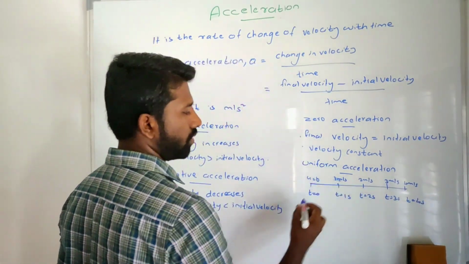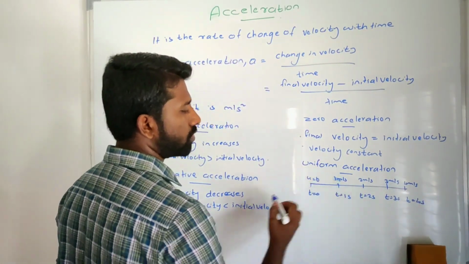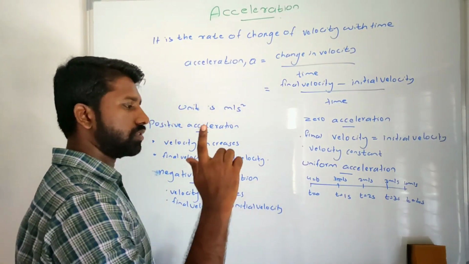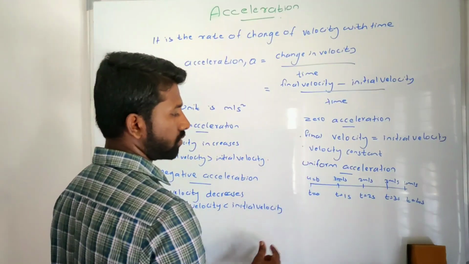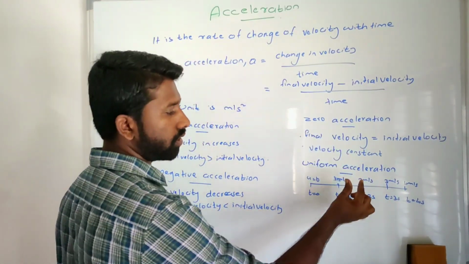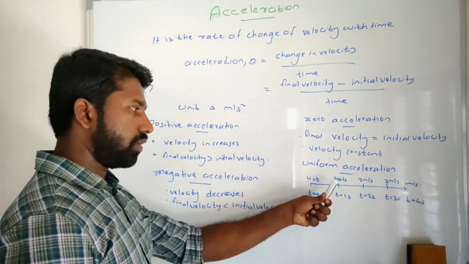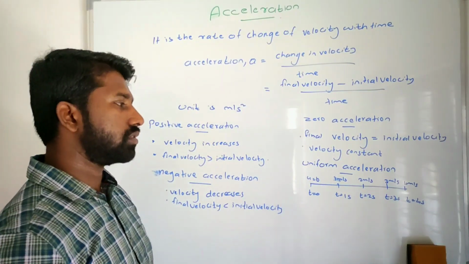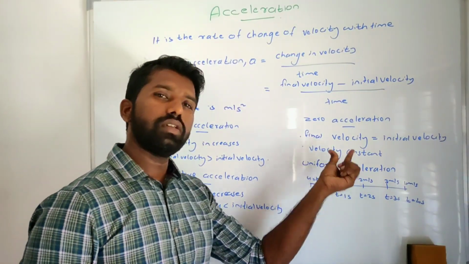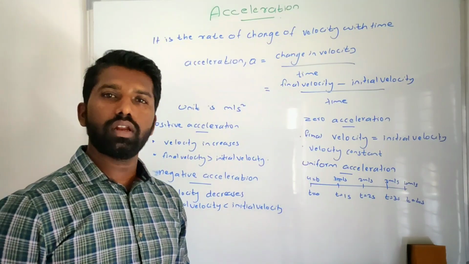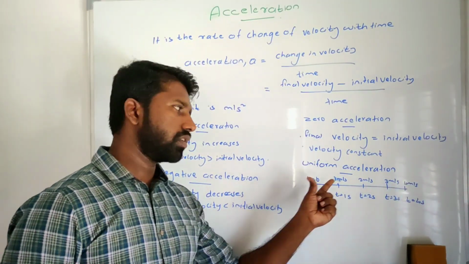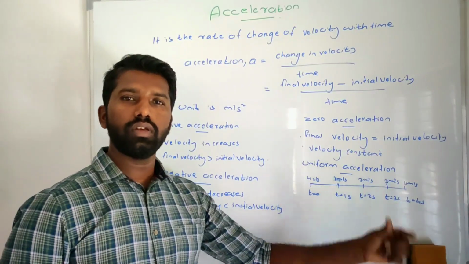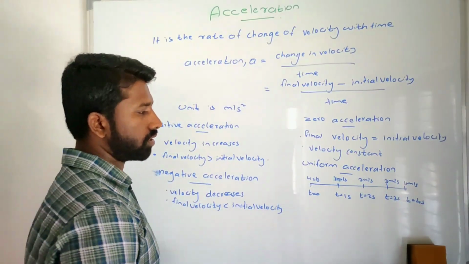You see this? In between, how much does the velocity increase? In 1 second, 1 meter per second of velocity is increased. Here also, in 1 second, 1 meter per second is increased. That means there is equal change in velocity in equal intervals of time. At that time we can say the acceleration is constant. The object is in uniform acceleration.